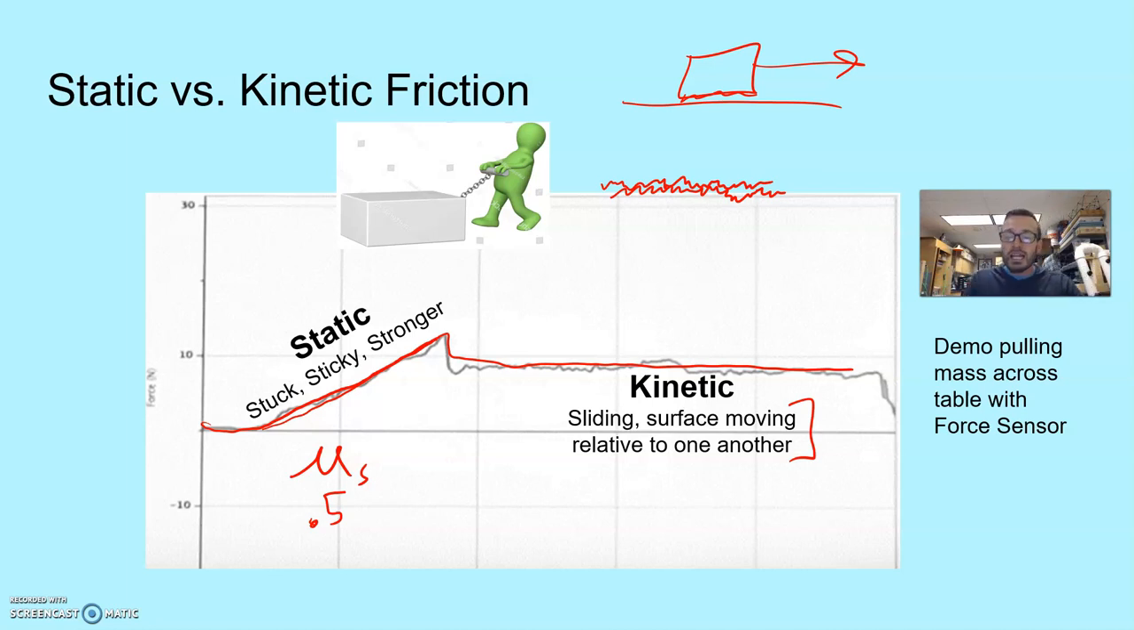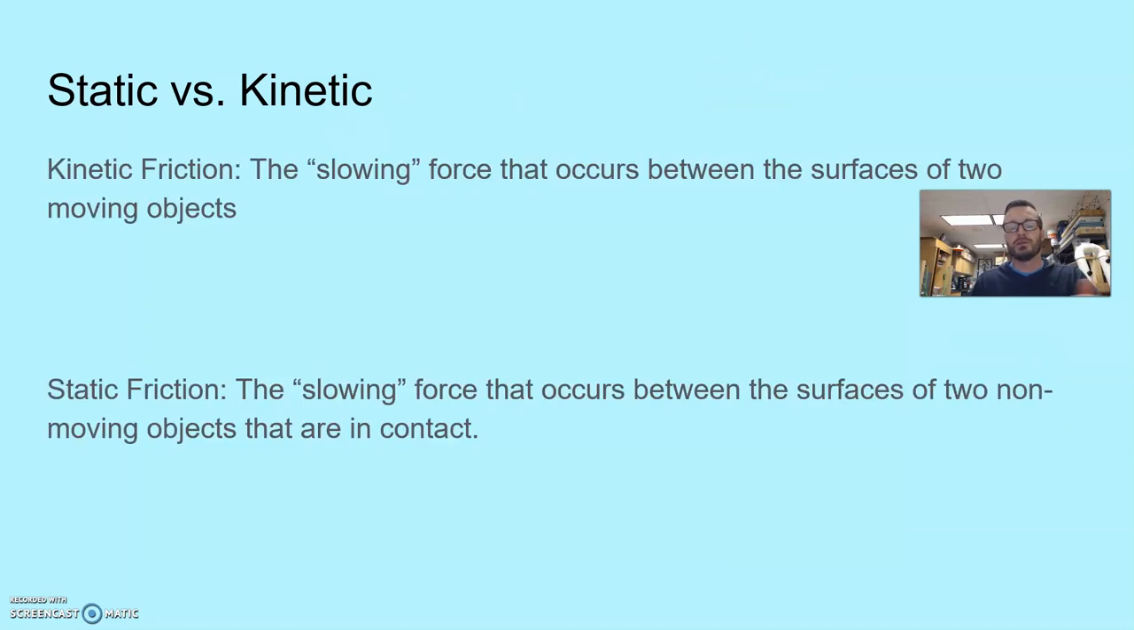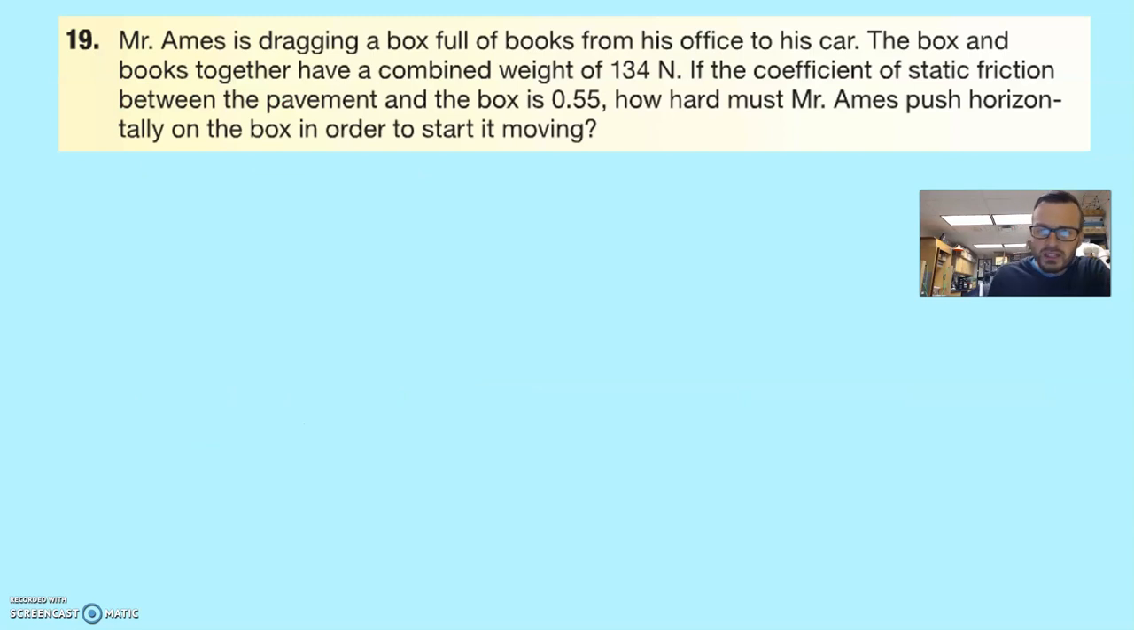What we call that is kinetic friction. So there's two types of friction, static and kinetic. Static, stuck, sticky, stronger, still, is when two things are not moving relative to each other, and kinetic friction is when two surfaces are moving relative to each other. And so that's for you right there. Let's look at a couple of examples.